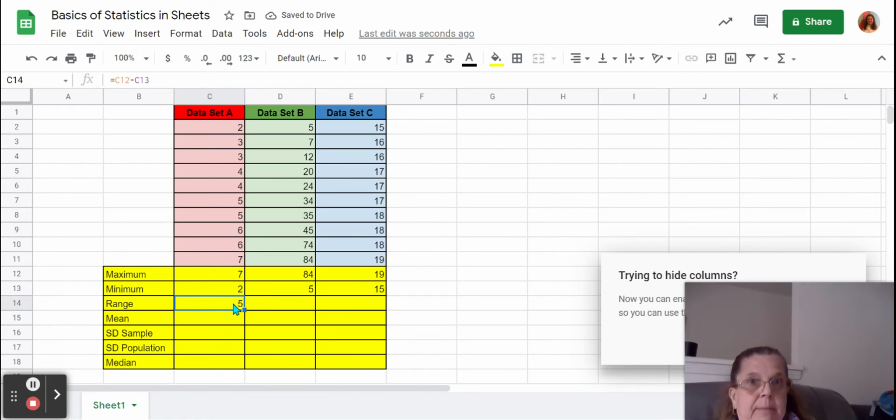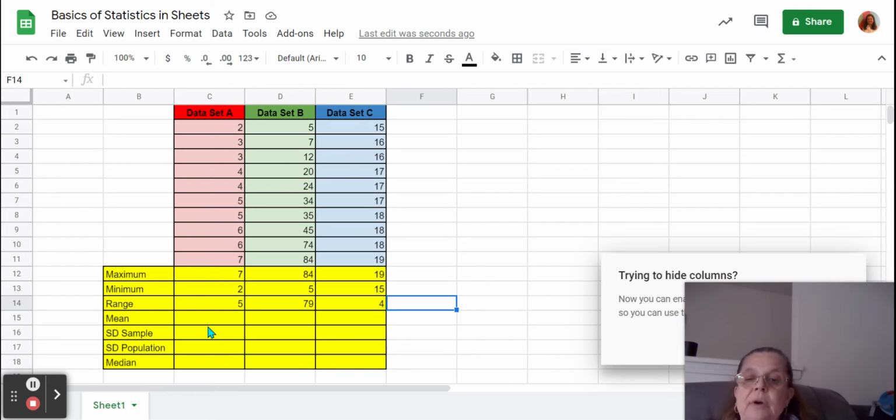I don't know if you remember this from the first quarter, but see this little blue square? If I take my cursor and put it on that blue square, and I pull straight across that row horizontally, it will automatically read the formula. So the range, 7 take away 2 is 5. 84 take away 5 is 79. 19 take away 15 is 4. So those are our ranges.